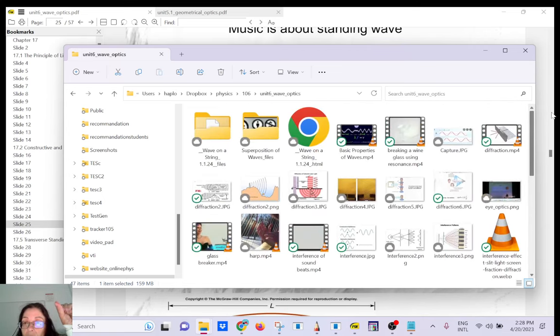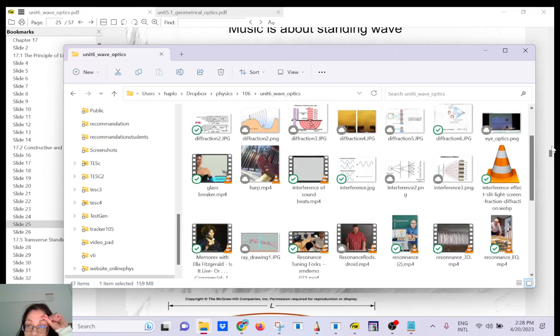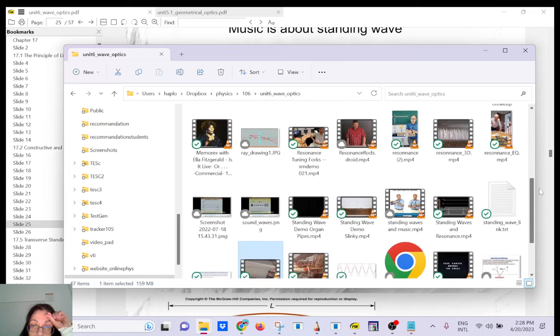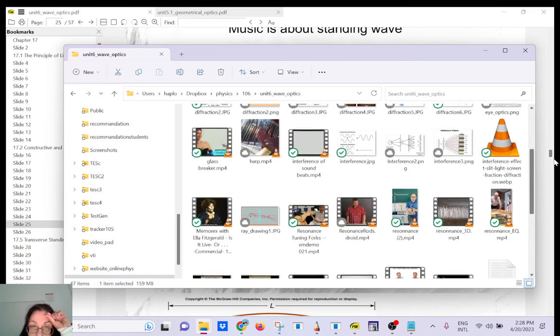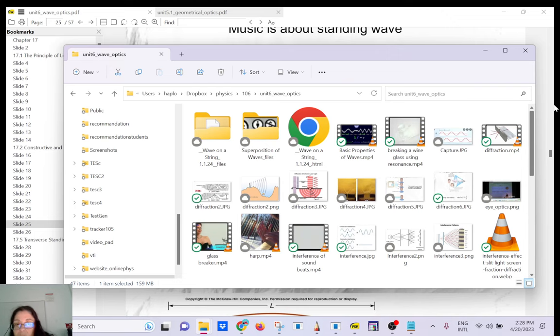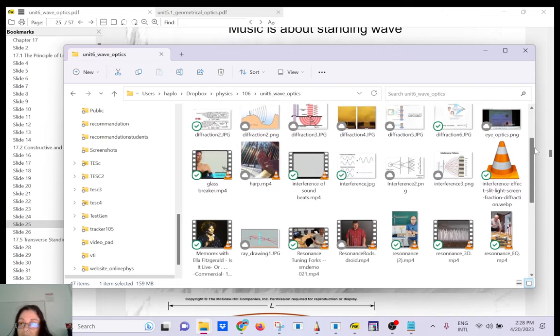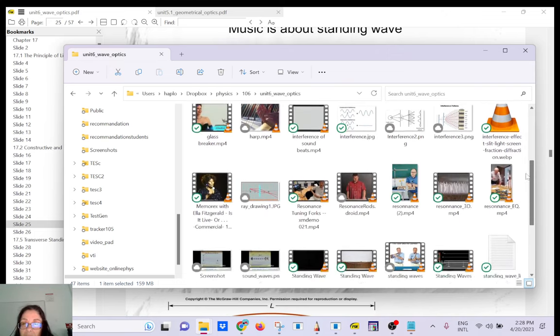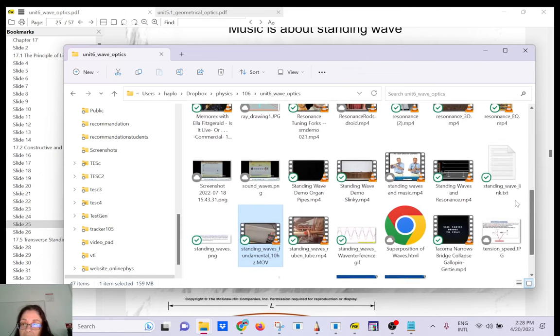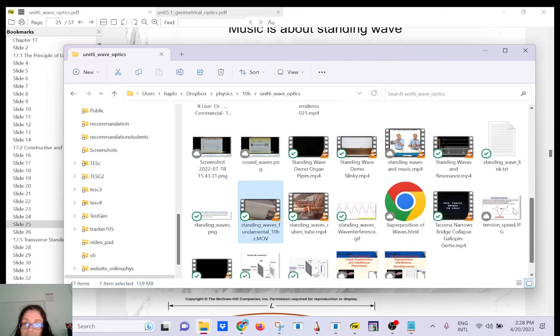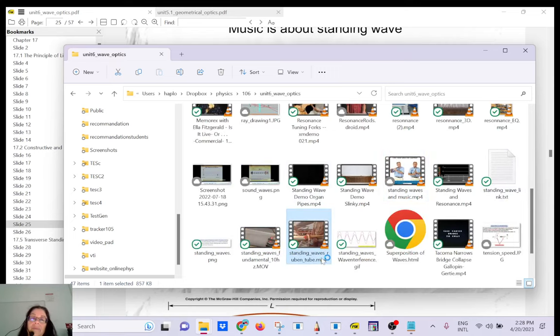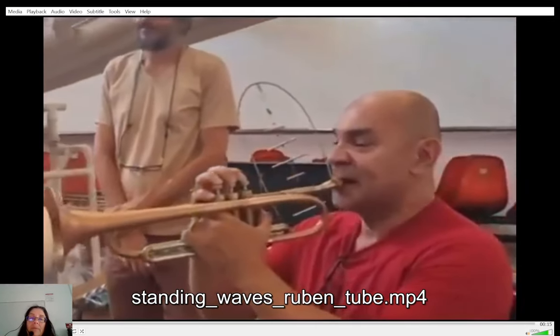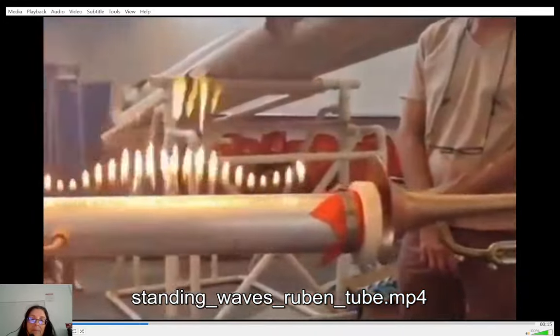Another one that I saw is called the Rubens tube. The one with fire interference bits. Oh, this one. It's called the Rubens tube. You see the standing waves? You can visualize them.